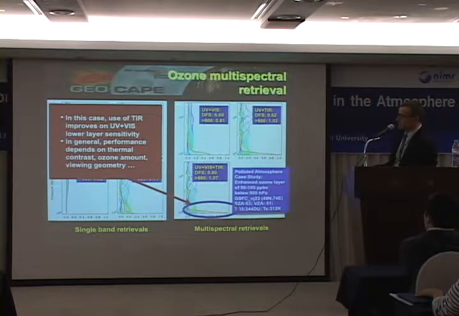And this is one of the things that the TEMPO mission is going to do a lot of work on, and Zhonglu has been doing a lot of work on this. He's going to try and use the UV and the VIS signals together to try and get an enhanced measure of the ozone in the lowest part of the troposphere.